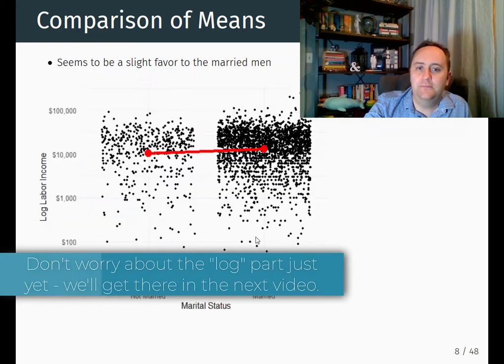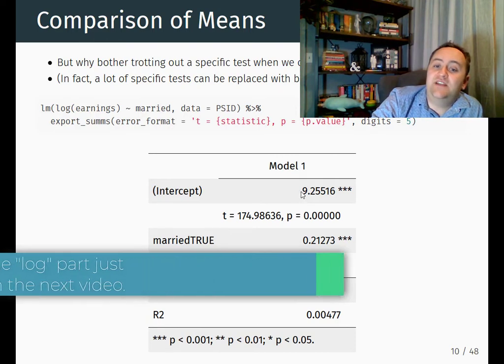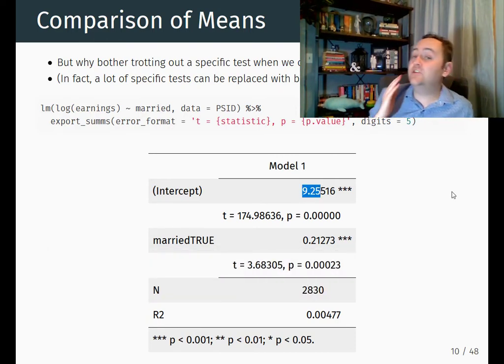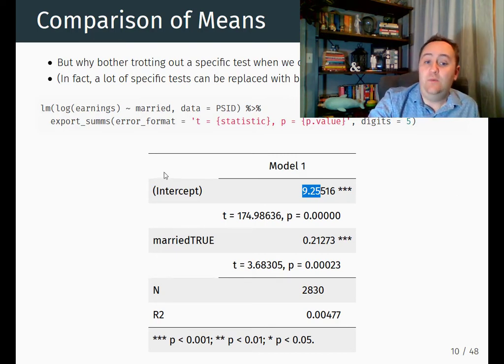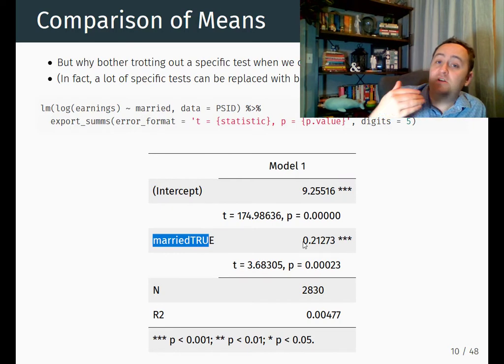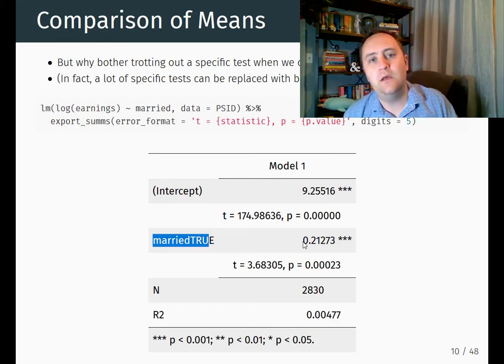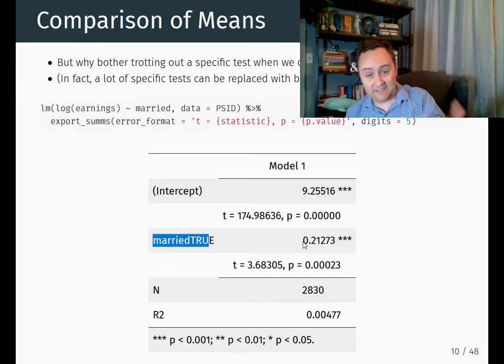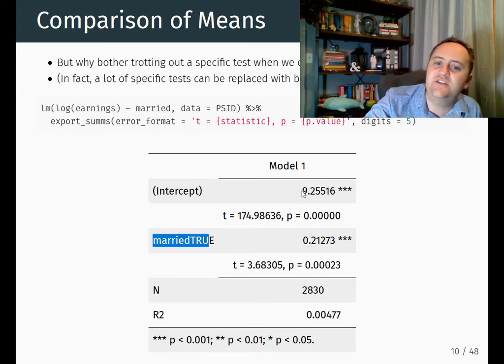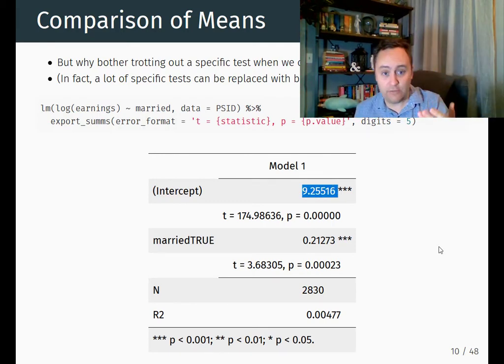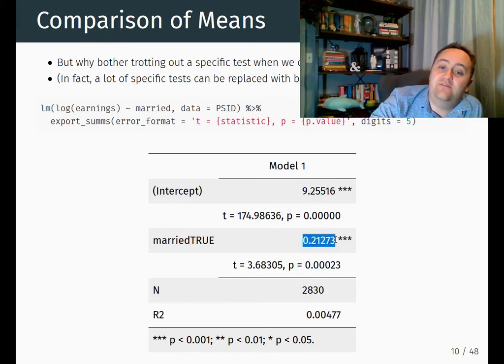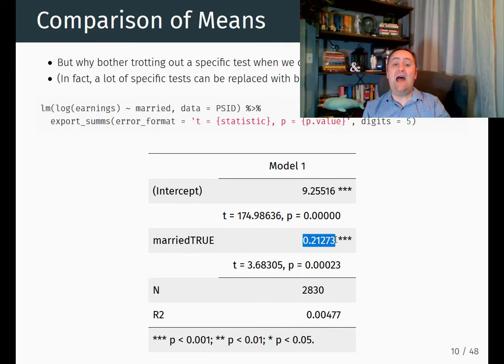So let's go back to our regression table. What do we have? Well, the intercept here is 9.26, which if you recall was the average log earnings of people who were not married. And we have the married variable here, and the coefficient on it is 0.21, which if you recall is the difference between people who were not married and people who were married. So when we run a regression, and the right-hand side variable is binary, it is comparing the mean of our dependent variable between the group that has a zero value of the binary variable and the group that has a one. The intercept becomes the average of the group that has a zero, people who are not married, and the coefficient on the variable gives us the difference. So if we add them together, we get the average for people who are married.